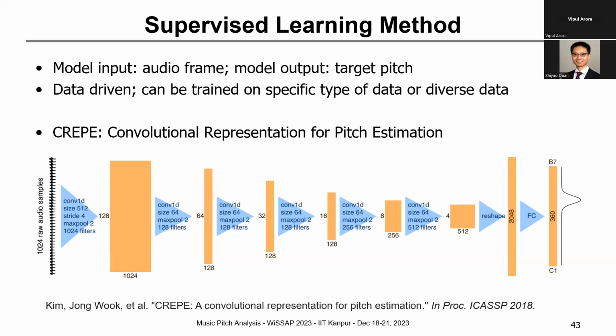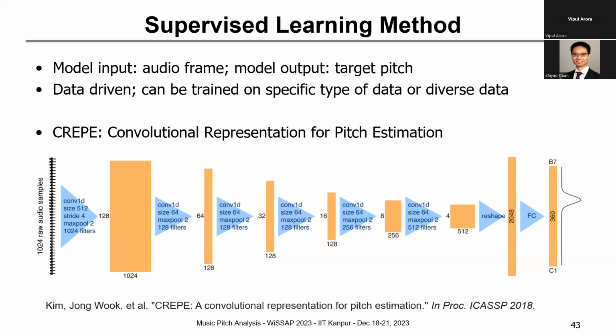And this method is called CREPE. It's one of the state-of-the-art pitch detection methods. It's robust to noise. So it's a convolutional neural network. It takes the raw waveform as an input, and then applies 1D convolution in several layers. And then finally, we have the fully connected layer to output the pitch range from C1 to B7 with pretty fine resolution. Okay.